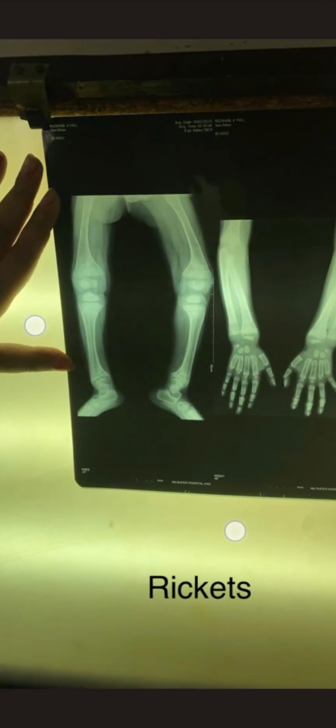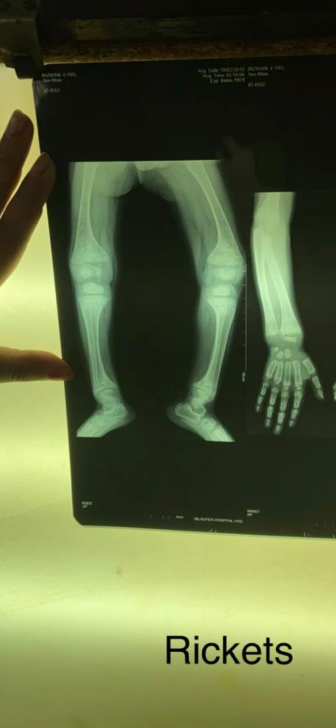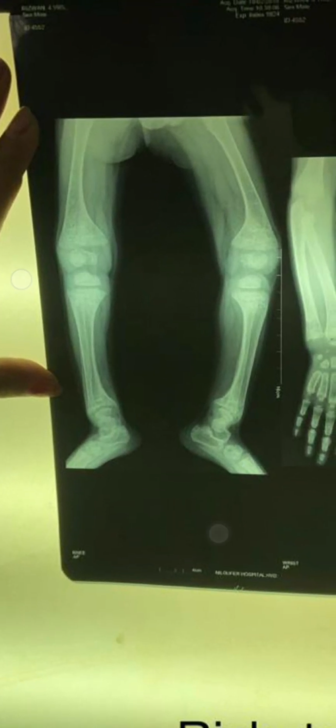Rickets, they can ask you many things. Rickets is like the most important thing. So they can ask you the DD of rickets. So first go with this.